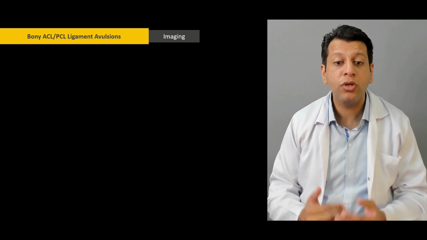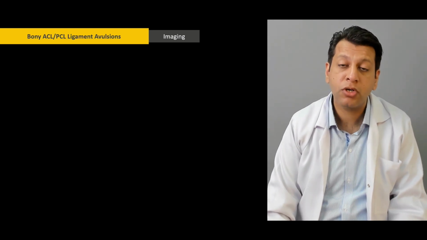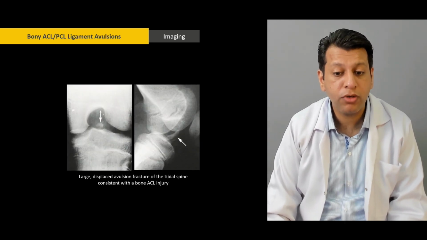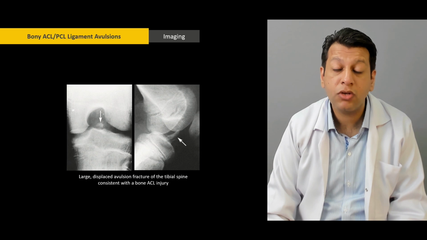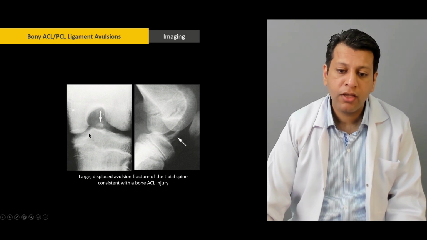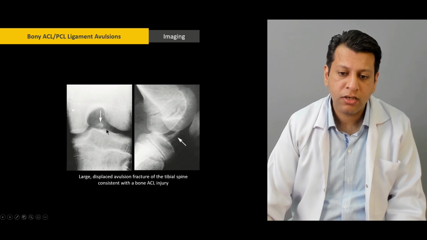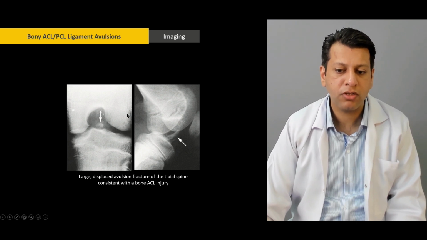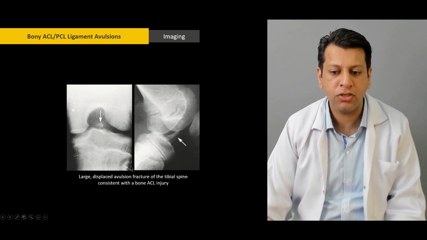Now coming to the bony avulsion of the ACL and PCL ligament. Why are they important? Because when you have ACL and PCL injuries along with bony avulsions, it actually means there was a high degree of trauma. If you see, this is an AP view. You can also appreciate that inside the notch there's also a tibial spine fracture, as well as increased medial side opening. So this could be associated with a medial collateral ligament injury as well.